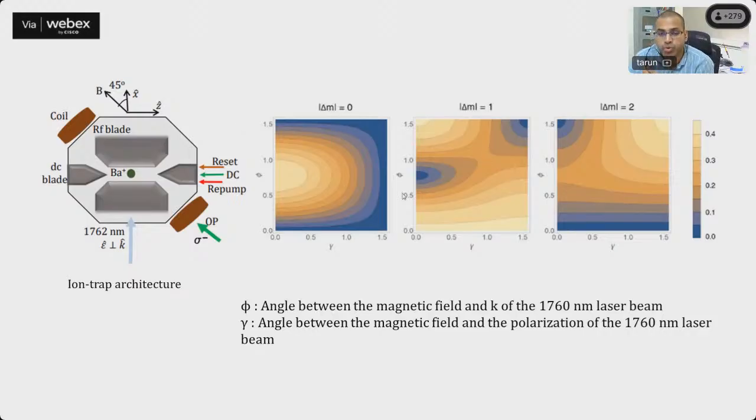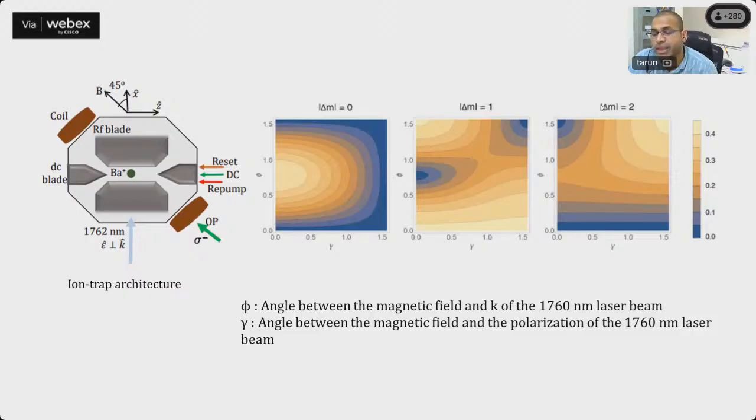So now, what is this here in the right side plot? You can see the phi and gamma, right? Phi is the angle between the magnetic field and K, the wave vector, okay? And gamma is the angle between the magnetic field and the polarization of the qubit laser. So now from these three plots, you can easily identify which transitions you want to choose, whether delta m equals 0, or delta m equals 1, or delta m equals 2.